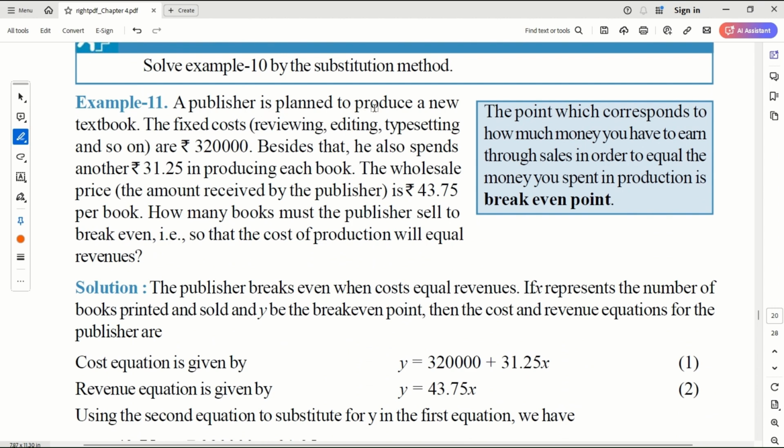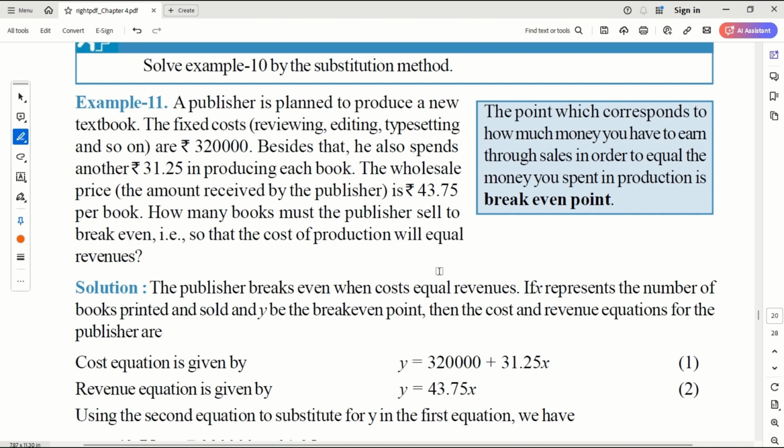A publisher is planning to produce a new textbook. The fixed cost, reviewing, editing, typing, and so on, are 3,20,000. Besides that, he also spends another 31.25 rupees in producing each book. The wholesale price is 43.75 per book. How many books must the publisher sell to break even?